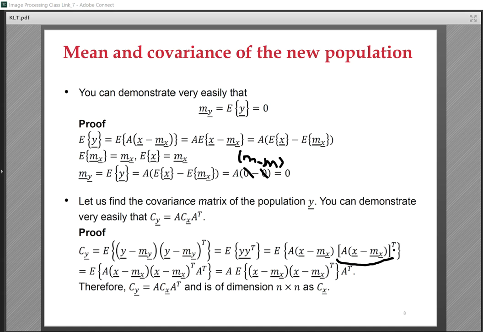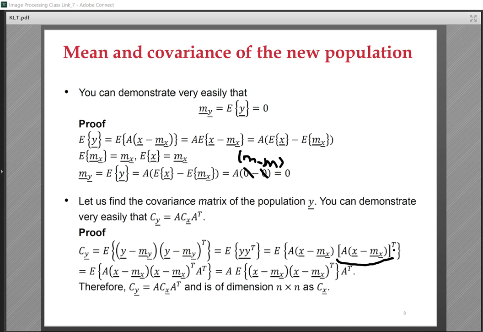That's right. What is it? E[(x - mx)(x - mx)^T]. It's the definition of covariance of X, Cx. That's right. That means Cy is A Cx A^T, and the proof is finished.